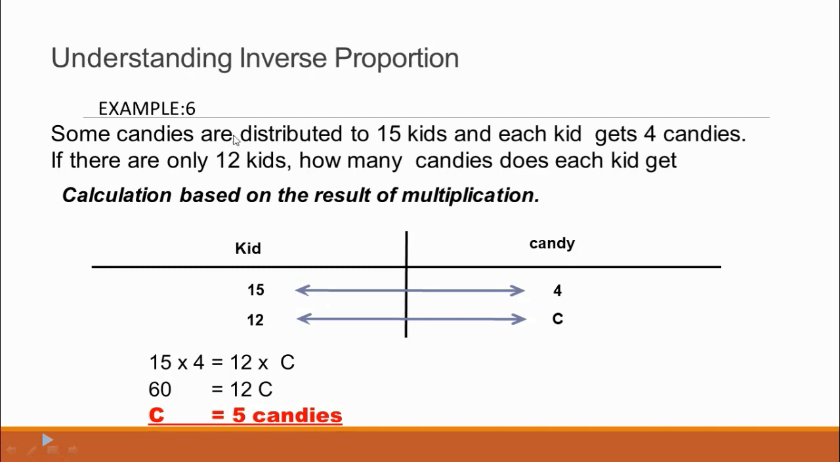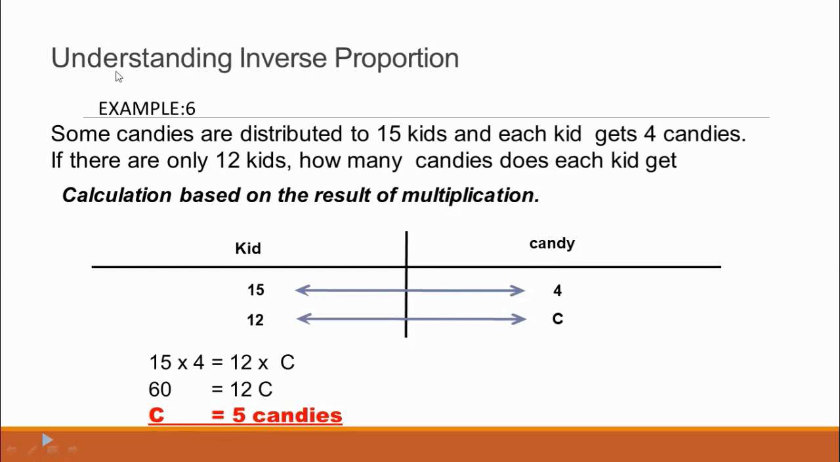Now, in inverse proportion, multiply these two quantities, and then multiply these two quantities: 15 multiplied by 4, and 12 multiplied by C. C is the unknown variable, and it is connected with the 12. So, dividing both sides by 12, we obtain C equal to 5 candies.